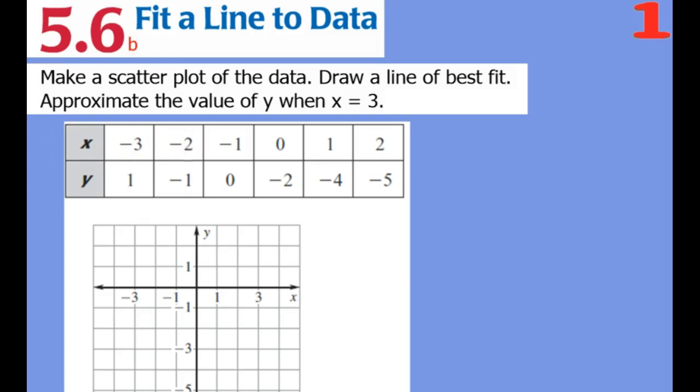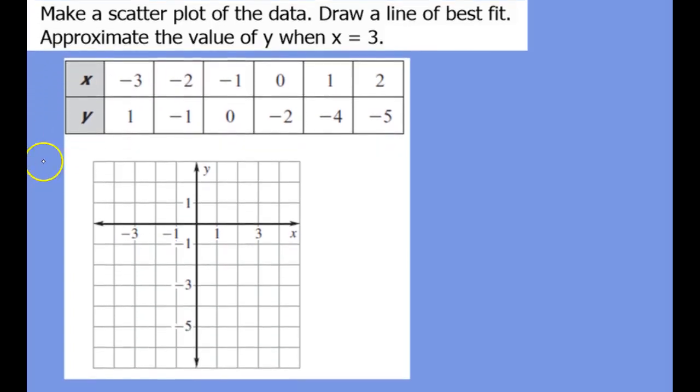So another review, we're going to make our own scatter plot here. What we have first is we need to label these points on our graph. We have x as -3 and our y is 1. So we need to graph -3, 1. We're going to go to the left, -3, so 1, 2, 3. Then our 1 is positive, so we're going up. So 1, 2, 3, up 1.